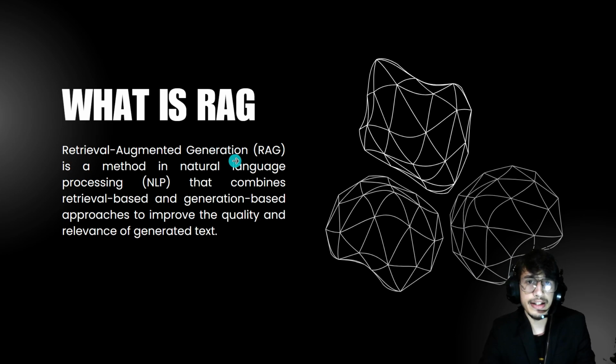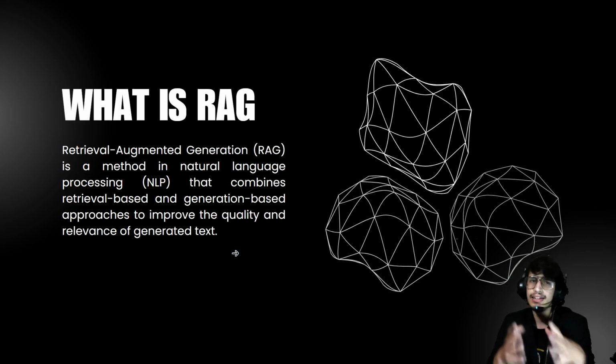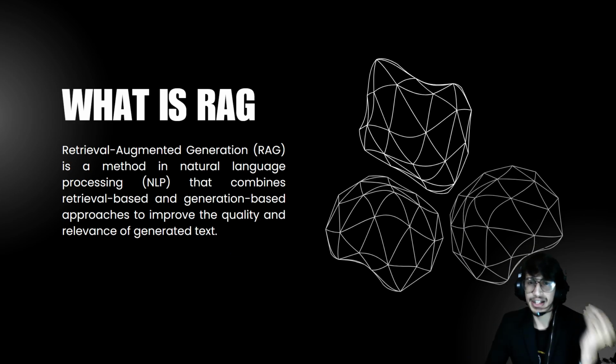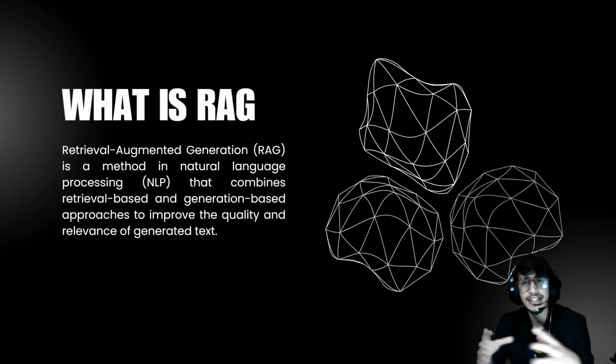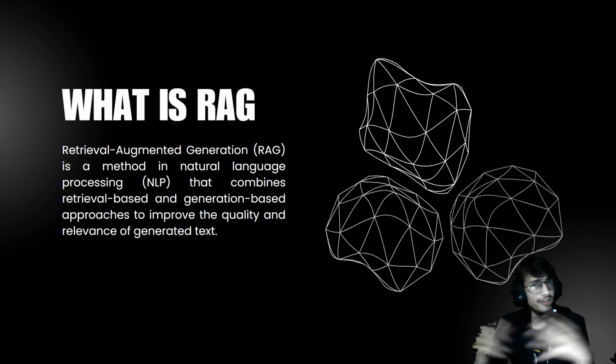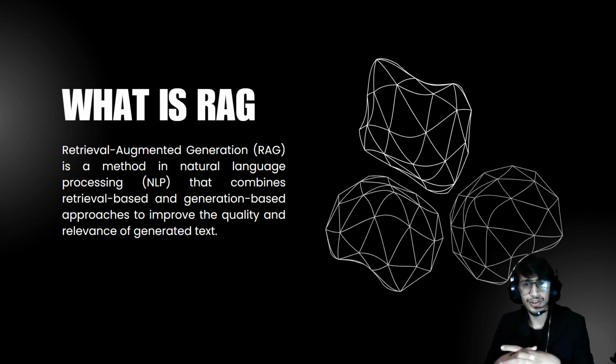Retrieval Augmented Generation, RAG, is a method in natural language processing, or NLP, that combines retrieval-based and generation-based approaches to improve the quality and relevance of generated text. This definition only says what I already told you, that we have to retrieve something and generate something. But what we have to retrieve and what we have to generate, we will see in this video. So, without wasting much time, let's go and find out what RAG is.